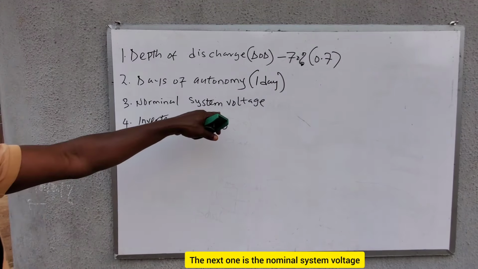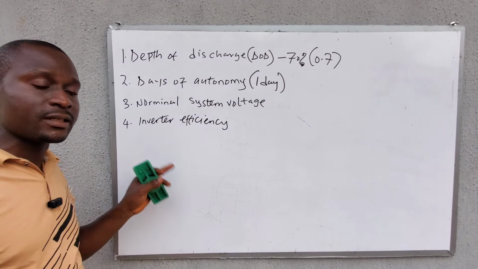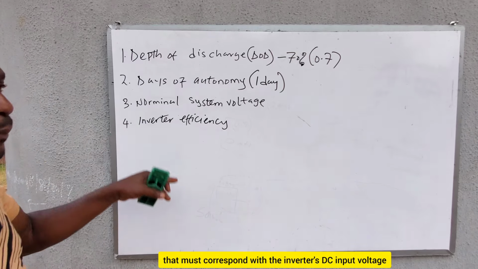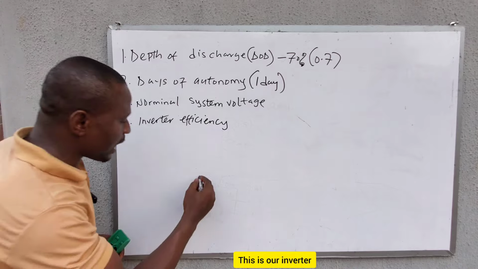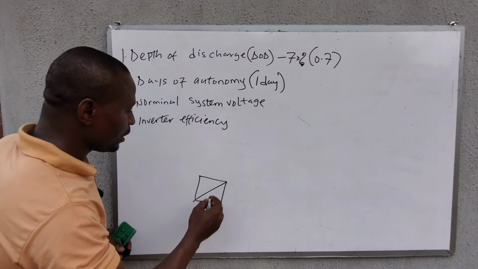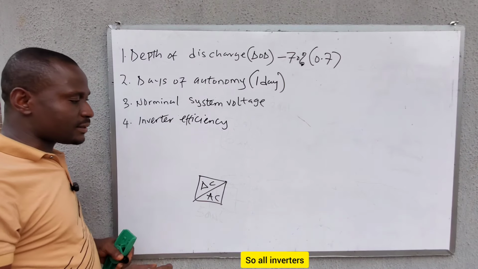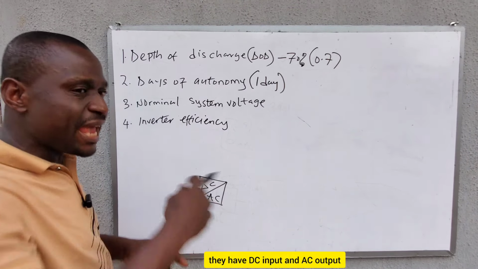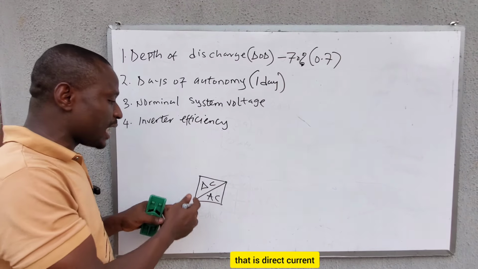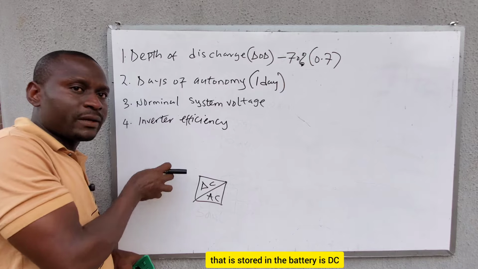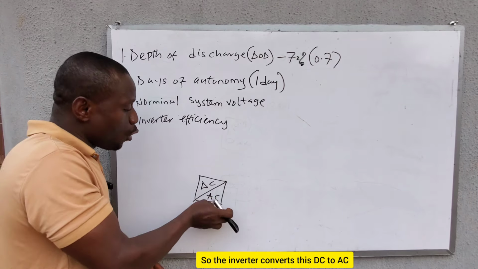The next one is the nominal system voltage. The nominal system voltage is a reference voltage that must correspond with the inverter's DC input voltage. This is our inverter. This side is AC and this side is DC. All inverters have DC input and AC output. The energy that is stored in the battery is DC, so the inverter converts this DC, that is direct current, to AC.